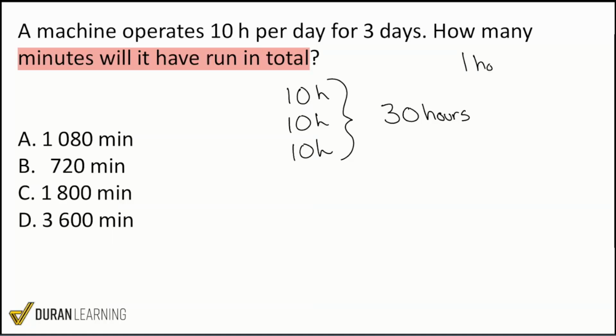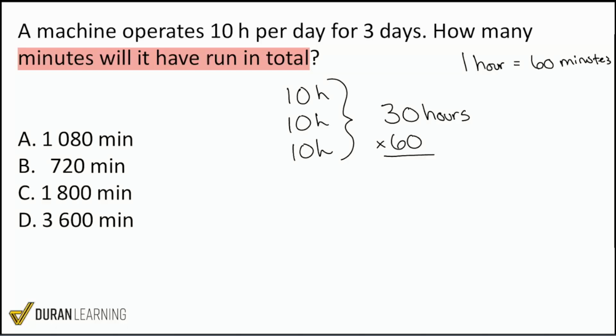Remember, 1 hour equals 60 minutes. So what we'll do is we will understand that we're going from the unit with the 1 to the unit with multiple numbers. So we're going to be multiplying. And so because of that, right here, multiply by 60, 30 times 60.